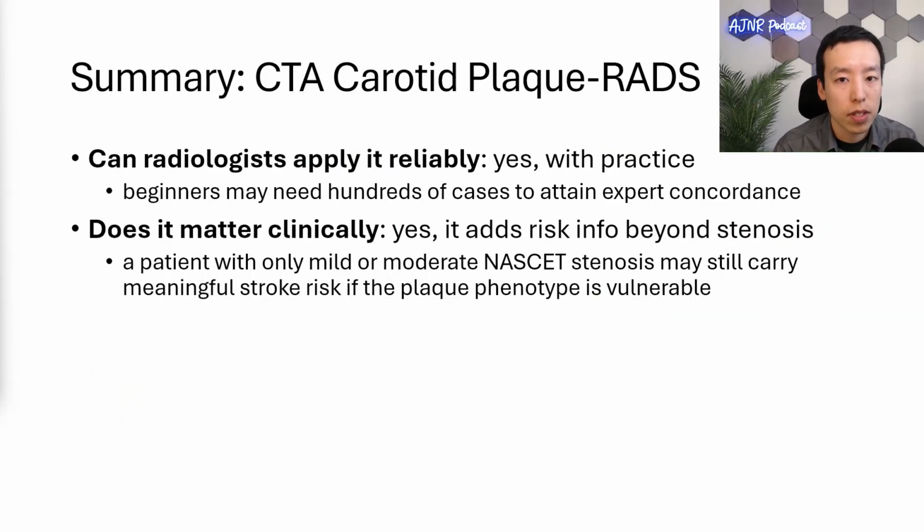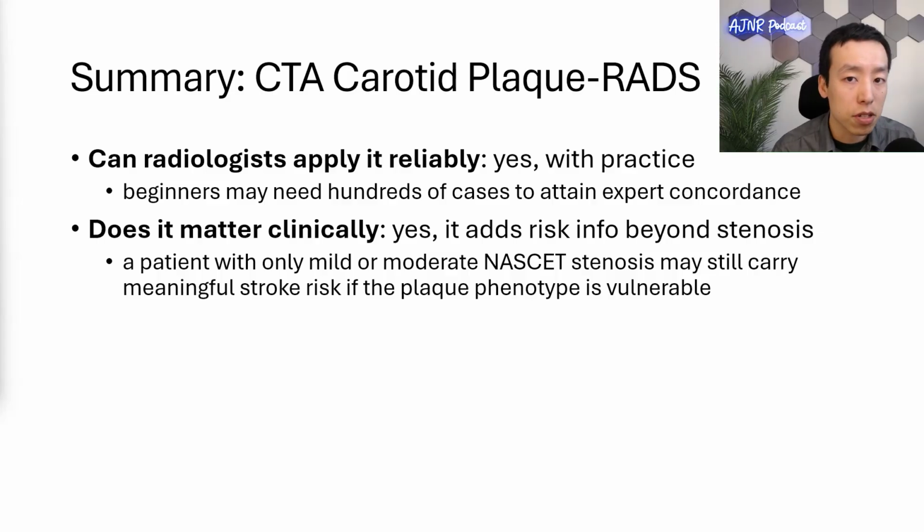So the summary slide brings both papers together. First, can radiologists apply CTA Plaque-RADS reliably? I think the answer is yes, especially once they have some experience. But the biggest challenges are going to be those boundary zones between 2 and 3 and between 3 and 4. You need some practice, and you have to try it out a little bit, and then the intrareader reliability is relatively high.